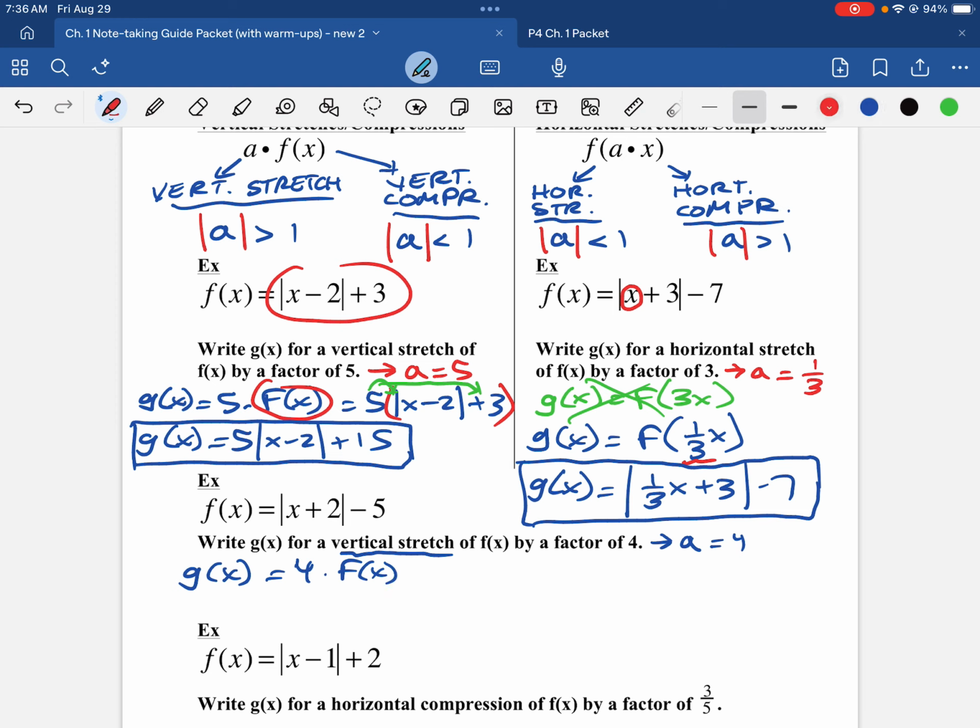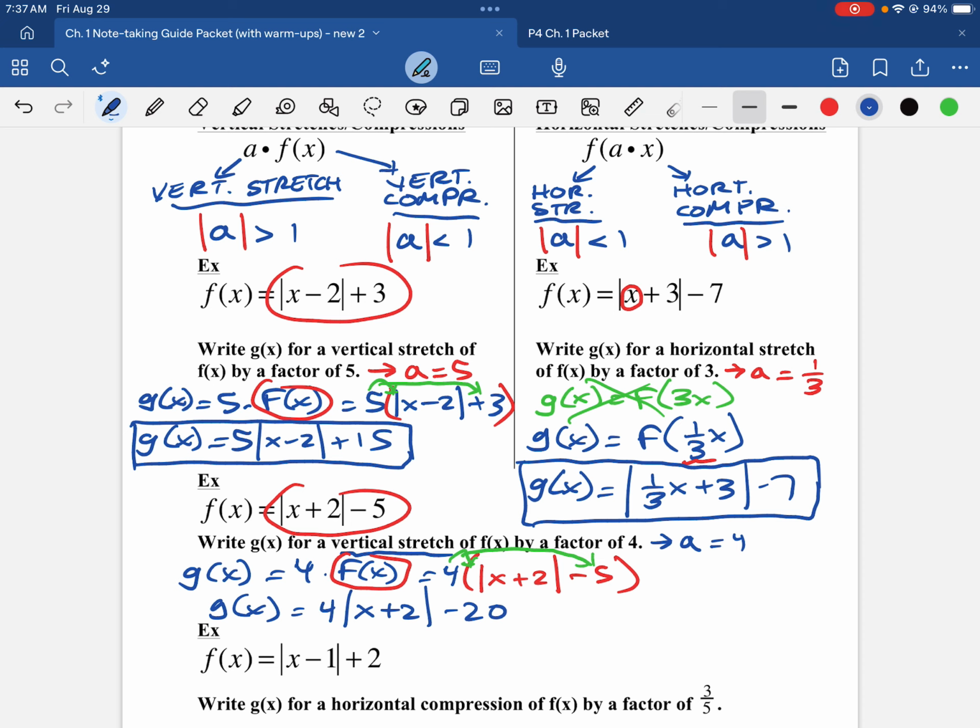Okay, then I'm going to distribute in all of this for f of x. And I got to remember that I'm going to need to do some distributing after I substitute. Okay, distribute the 4 right there and also down there. And so g of x then will equal 4 times absolute value of x plus 2 minus 20, not minus 5.